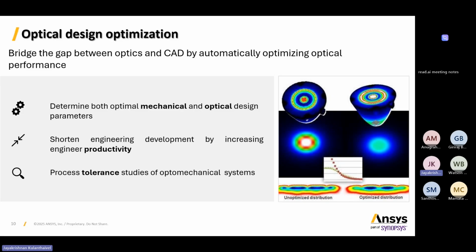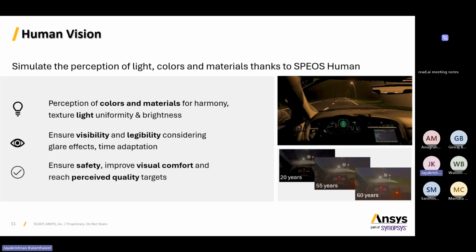You just need to provide the optimized design for further product development. By doing so, it is actually shortening the engineering development by increasing the product engineer productivity. And for optomechanical systems, you can also process tolerance statistics. And then, human vision.